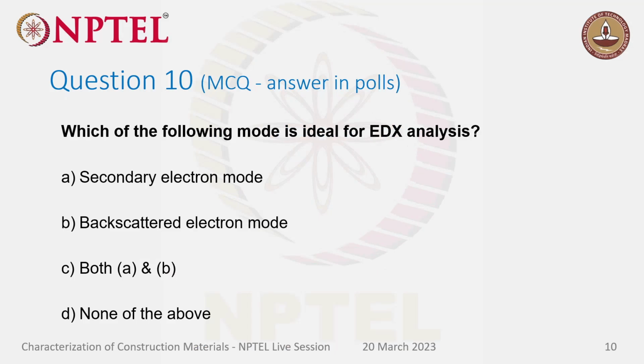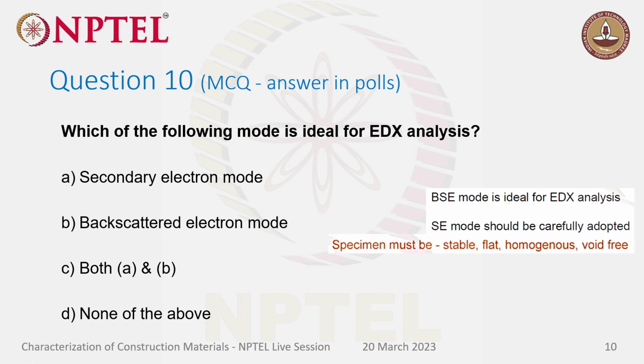So when it comes to EDX analysis, let's look at secondary electron and backscattered electron mode, then you'll get to know easily. BSC mode is more ideal. BSC mode is more ideal for EDX analysis. Secondary electron mode should be carefully adopted because the specimen must be flat, stable, homogeneous, and void free.